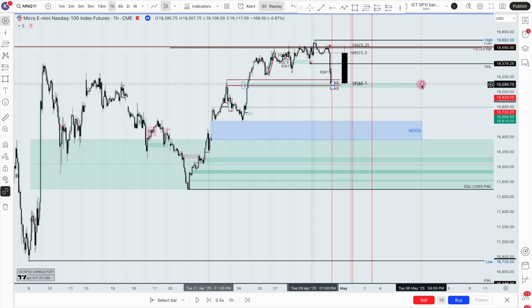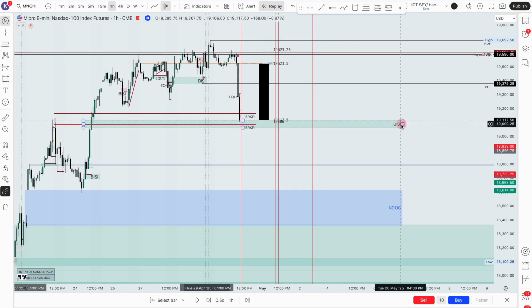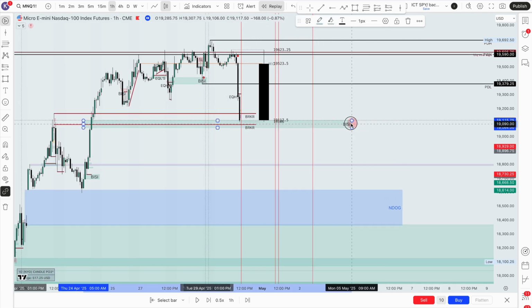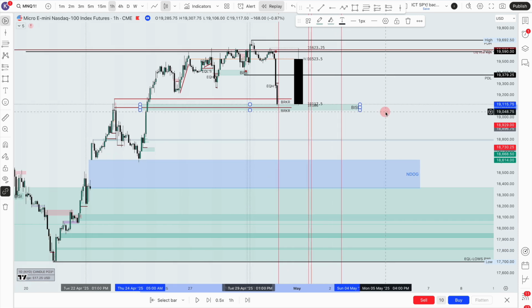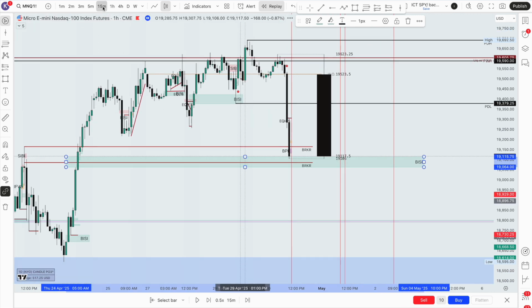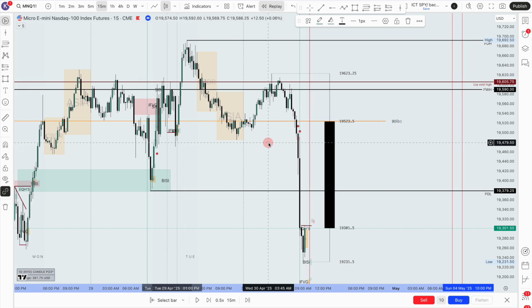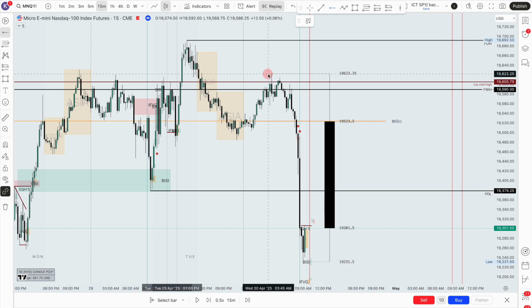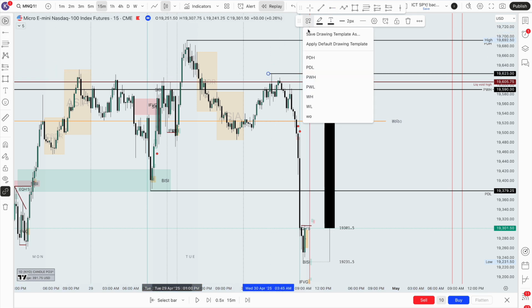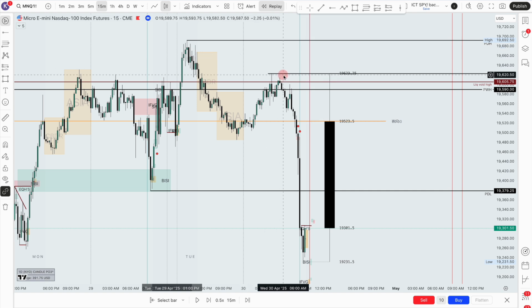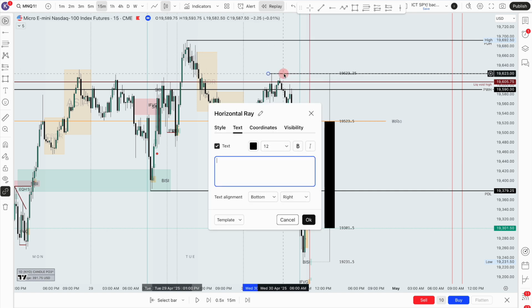Okay, I'll just adjust it a bit. Okay, yep. So now if we go to 15, we can make note of these highs. These are Asia highs. If you want, you can annotate here as an Asia high. Just write AH.